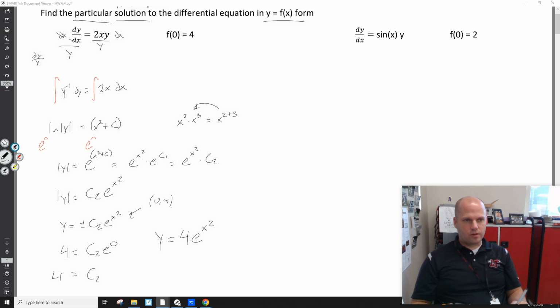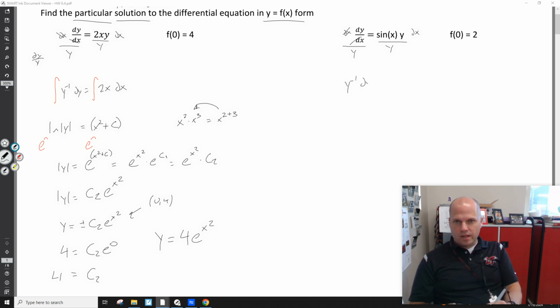The next one's another easy one. I got dy over y. I'll probably rewrite that as y to the negative first. We like to rewrite all of our exponents to be in the numerator. Careful about positives and negatives. When I take the antiderivative, dy goes away. The antiderivative of sine x, nothing crazy. It's just negative cosine x.